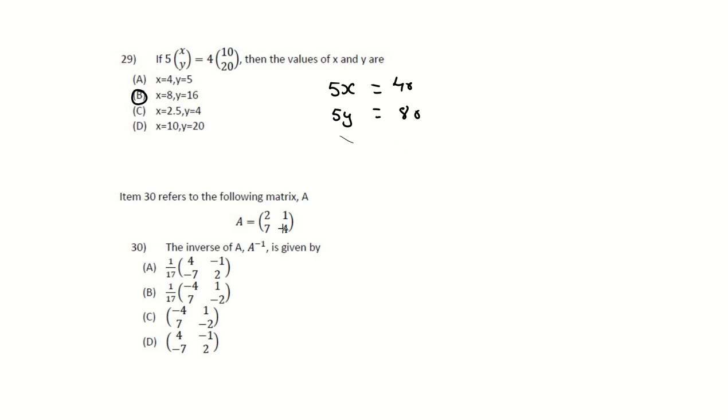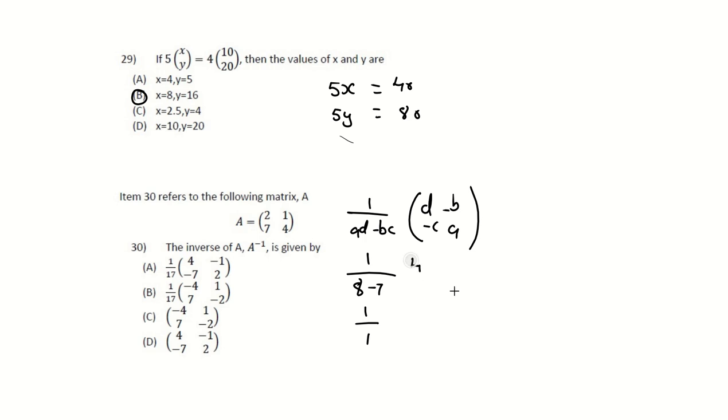Item 30 refers to the following matrix 2, 1, 7, 4, given that the inverse of A is given by. So the inverse is 1 over AD minus BC, with D on top here, A at the bottom, minus B, minus C. That is the formula for your determinant. That's 1 over 4 by 2 is 8, minus 1 by 7 is 7. So that's 1 over 1. And then you interchange, 4 on top here, 2 at the bottom, minus 1, minus 7.